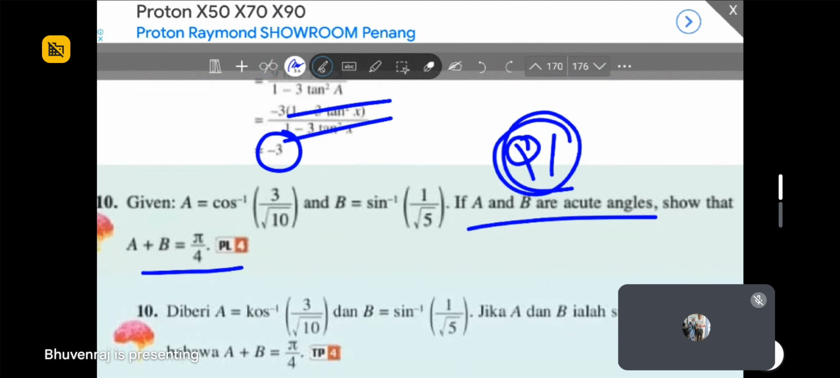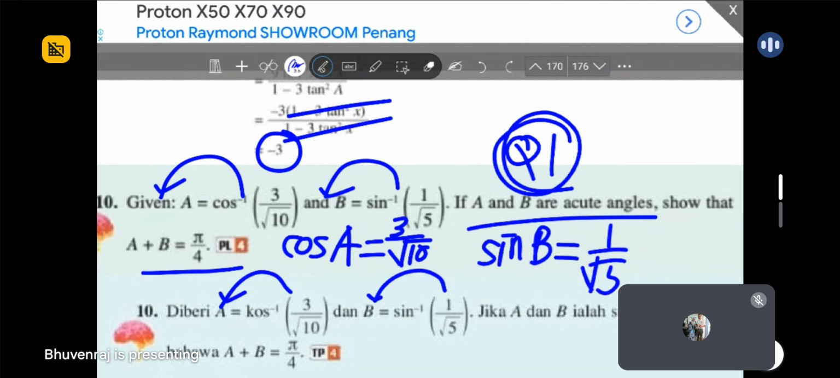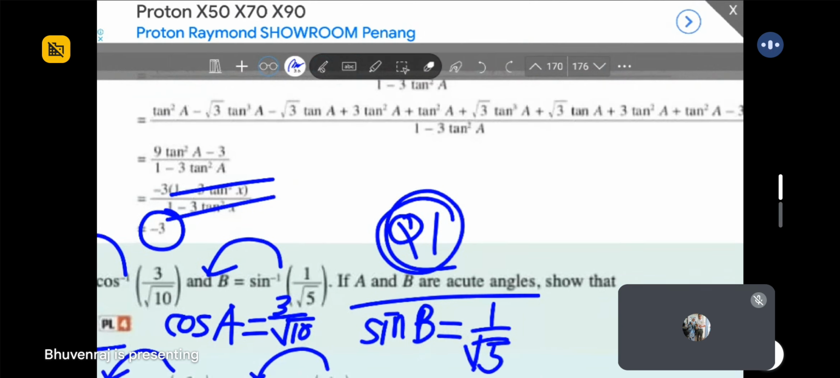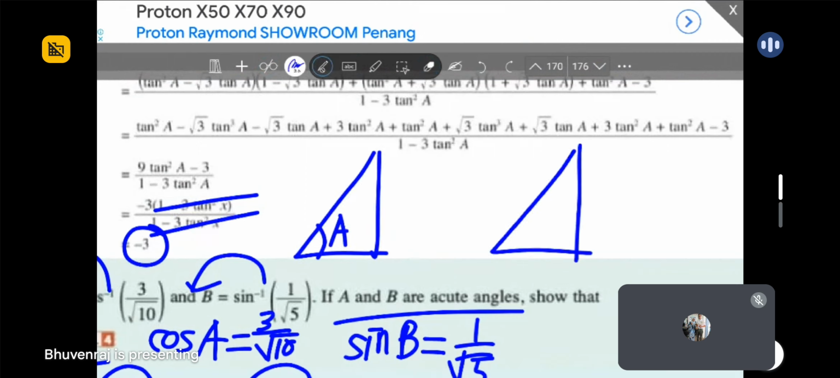Okay, so guys, if you have cos inverse 3 over root 10 equals A, I can bring this cos here, right? And I can bring the sin here. Saya boleh pindahkan, guys. Okay, so you will actually get cos A equals 3 over root 10. Am I right? And sin B is equal to 1 over 5. So you actually get the information, guys. Kamu dah dapat. So now, you just need to draw the triangle. Okay, so you know quadrant 1, right? Sukuan pertama.